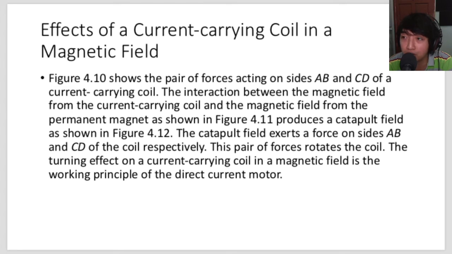This pair of forces rotates the coil. This turning effect on a current carrying coil in a magnetic field is the working principle of the direct current motor. So direct current, we know that direct current is current that only flows in one direction, compared to alternating current.